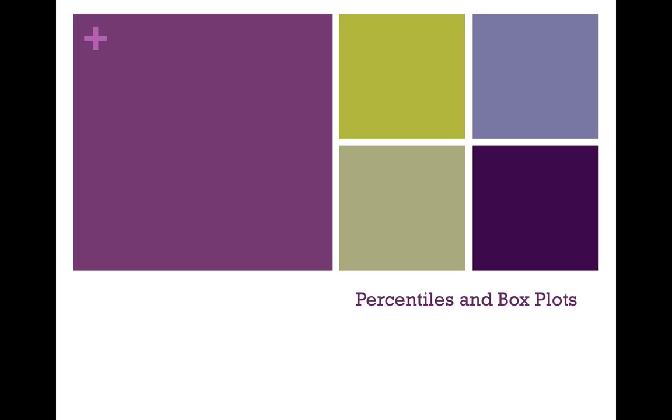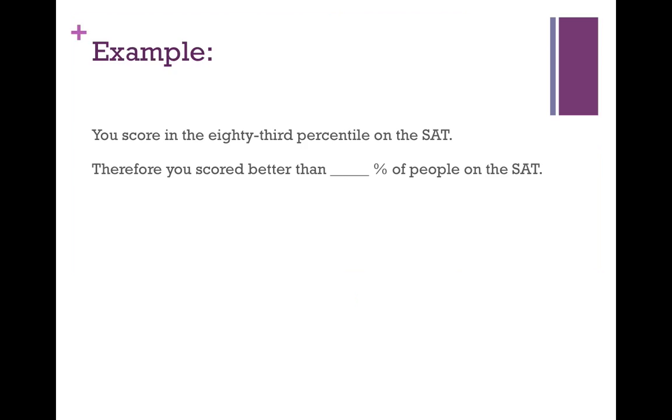Percentiles and box plots. First, we're going to look at the definition of a percentile. A percentile tells us what percent of the data is below our data. Here's an example. You score in the 83rd percentile in the SAT. That first sentence tells me 83% of people scored worse than I did, and everybody else, that would be 17%, scored better than me.